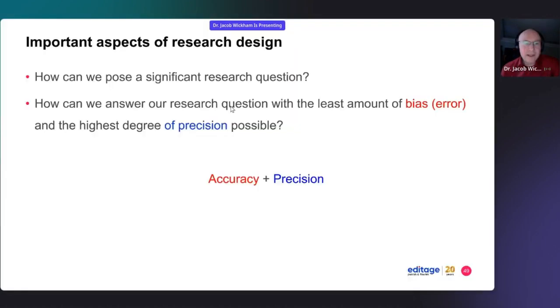So finally, I'd like to get into accuracy and precision. These are important aspects of any research design. How can we pose a significant research question? You should be able to determine how much error is in your sample, and then you can minimize the errors and have the highest degree of precision as possible.